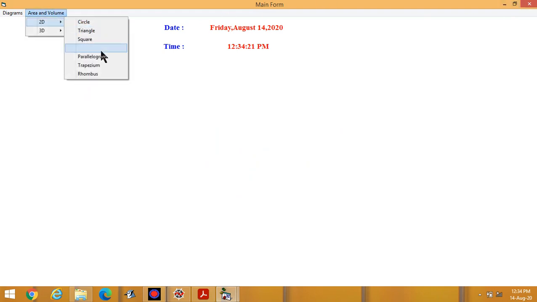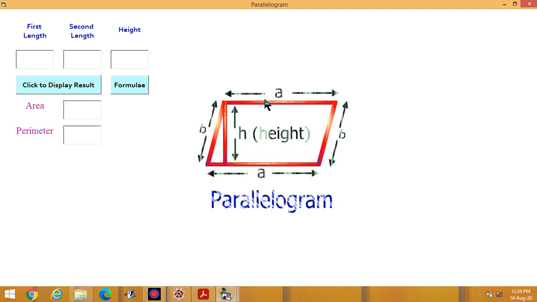Similarly, the next one, parallelogram. In a parallelogram, its first length and second length, two lengths are required and the height is there. Suppose I enter first length as 12 and second length as 34 and height as 17. Click to display the result. Area is 204 and perimeter is 92. You can calculate the perimeter with the help of 12 and 34, and area is base multiply height, A multiply H.